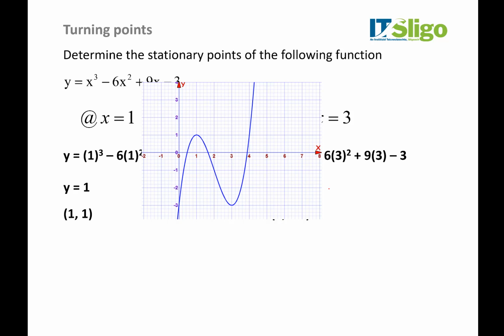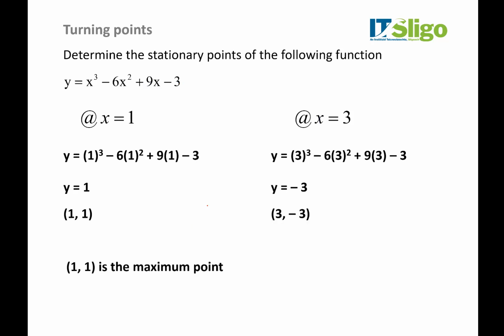So there's just a proper picture of the curve. Now normally we don't have to draw this, but I'm just showing you where these points are. There's 1, 1. There's 3, minus 3. And I think you can see from this curve that this one is the local maximum and this one is a local minimum. So 1, 1 is the maximum point, and 3, minus 3 is a minimum point. So there's a little bit more intuition required there, but you just take a look at the y values. Whichever one is highest is going to be your maximum value.